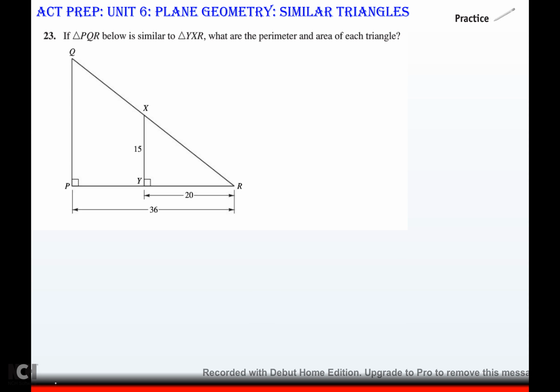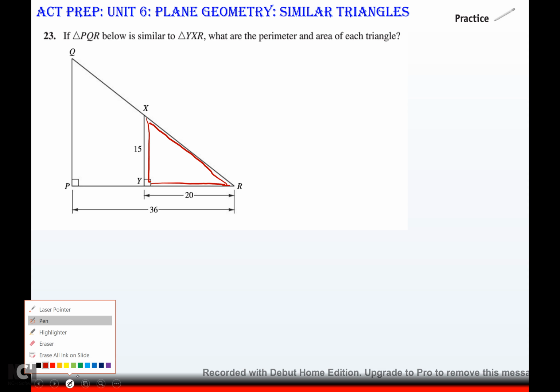Okay, and this one says, if PQR below is similar to YXR, what are the perimeter and area of each triangle? Okay, this one is kind of, I don't like triangles drawn inside of other triangles. They're just kind of hard to see. Alright? So if you look at the little triangle, let's look at the big triangle first. The big triangle.